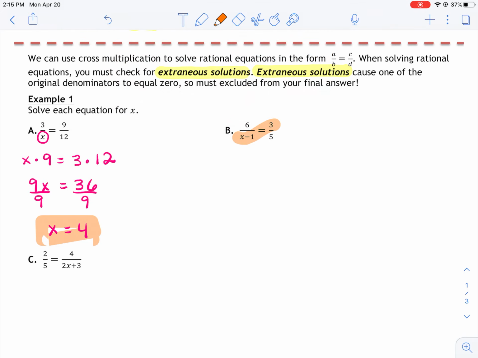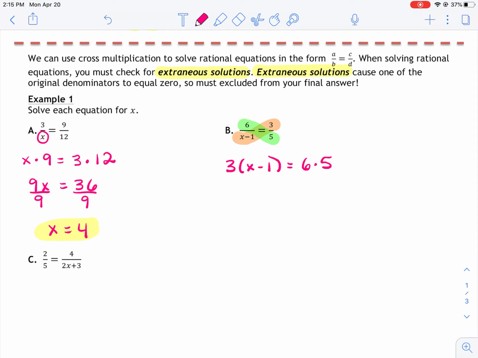What you have to notice on this one is that we have 2 terms in our first denominator, x minus 1. So we have to multiply 3 times x minus 1. If you have to multiply a single number and an expression, you got to make sure you put that x minus 1 in parentheses. So for this problem, 3 times x minus 1 equals 6 times 5.